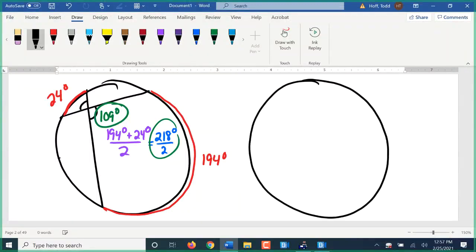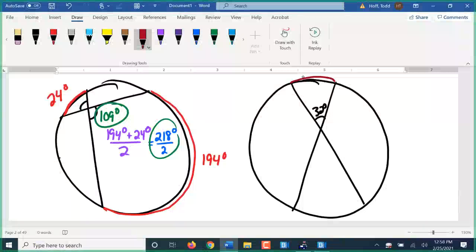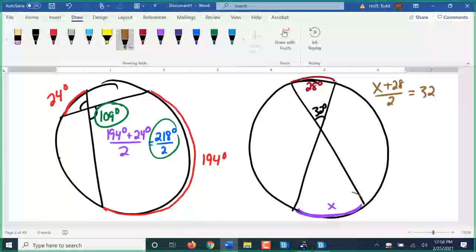This rule can also work backwards. If I know that this angle is 32 degrees, and I know that this arc here is a 28-degree arc, and I want to find this arc over here, which I'll call x. I know that x plus 28 degrees divided by 2 has to equal the 32 degrees. It has to equal that angle. The average of the two arcs has to equal the angle. And now we can solve this to find the second arc.